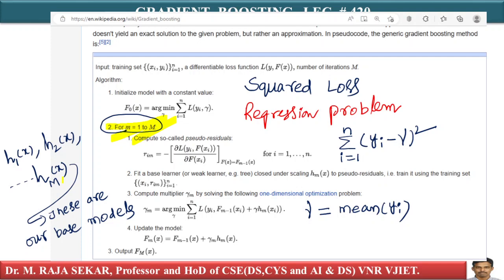These are our base models: h1 of x, h2 of x, and so on, hm of x. What is f0 of x? Your f0 of x is h0 of x, which is equal to argmin over gamma of sigma i equal to 1 to n of L of yi, gamma. Here the iterator is m, not i.